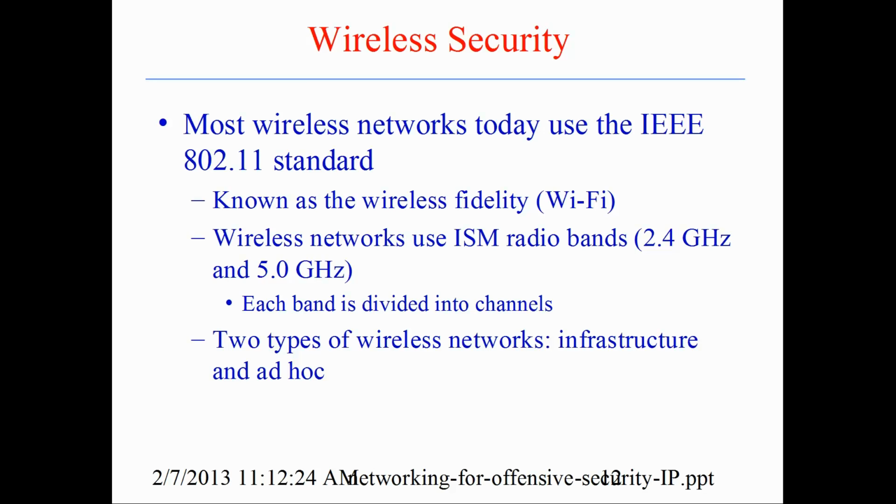So most wireless networks today use the 802.11 standard. There are other implementations, and the 802.11 standard uses ISM radio bands of 2.4 gigahertz and 5 gigahertz, and each of those is divided into channels. There are two types of access points. Effectively, there are infrastructure access points and ad hoc ones, and the features and security features provided by each can differ.